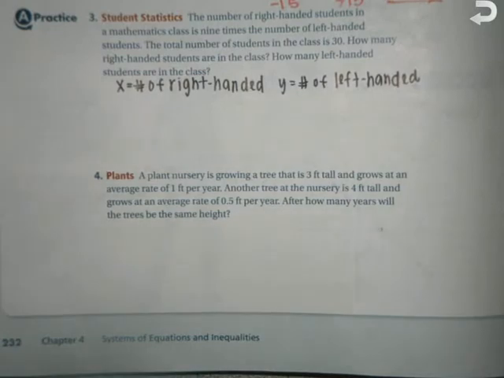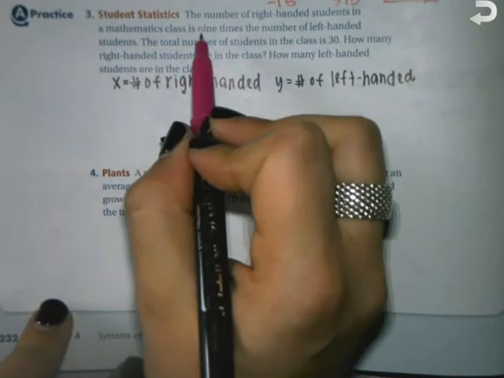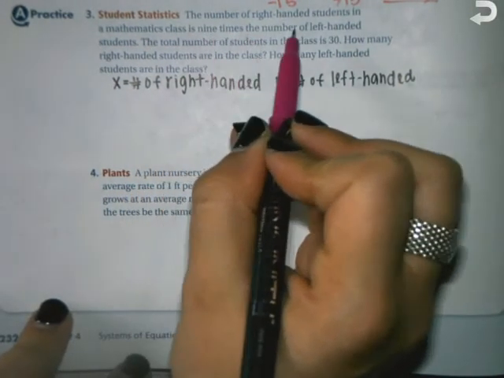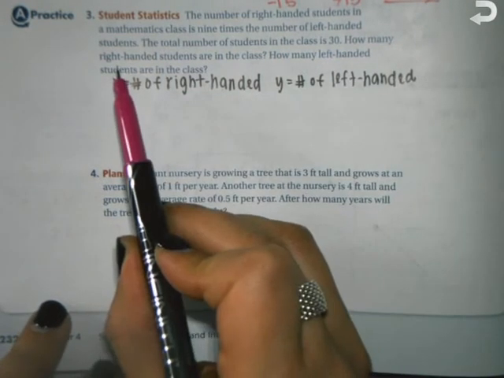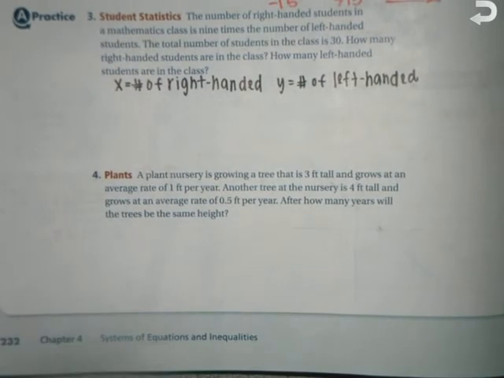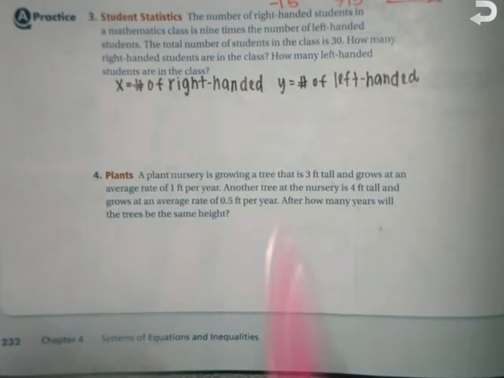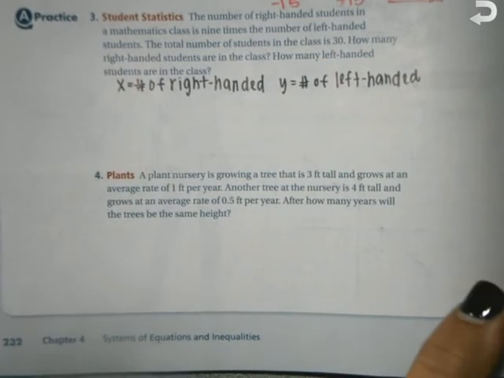Okay, guys, number 3. Number 3 says that the number of right-handed students in a math class is 9 times the number of left-handed students. The total number of students in the class is 30. How many right-handed students are in the class? How many left-handed students are in the class? I started by saying X is the number of right-handed students and Y is the number of left-handed students. Is everybody good with that?